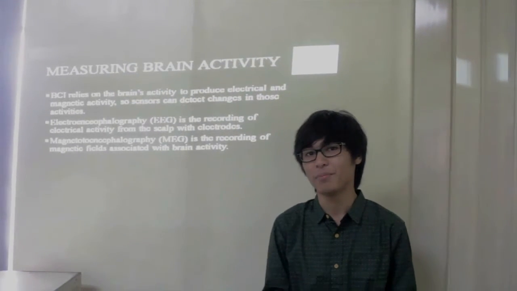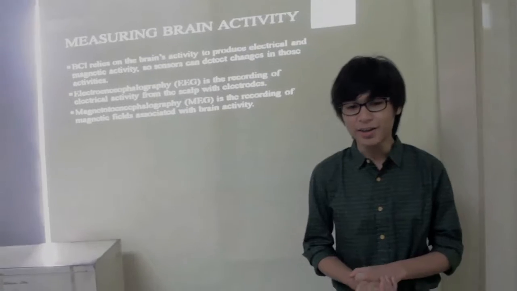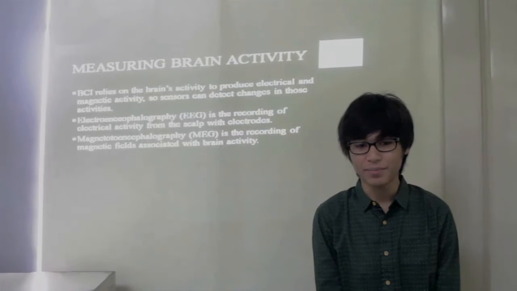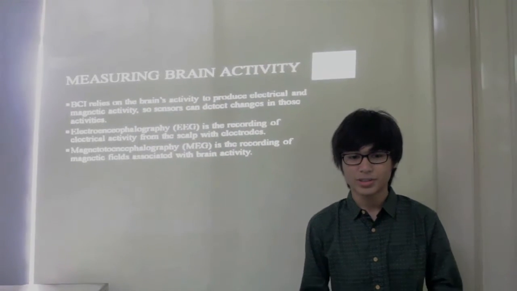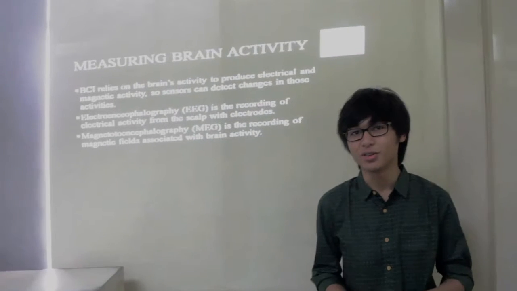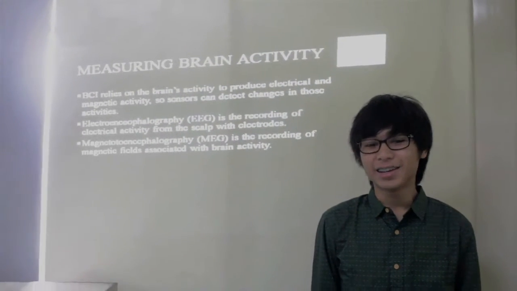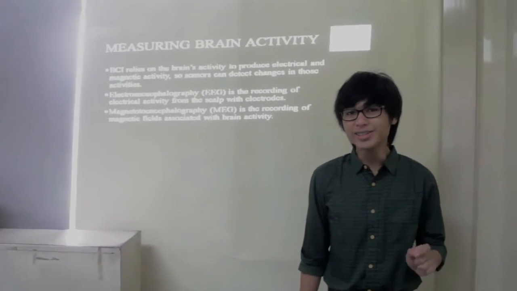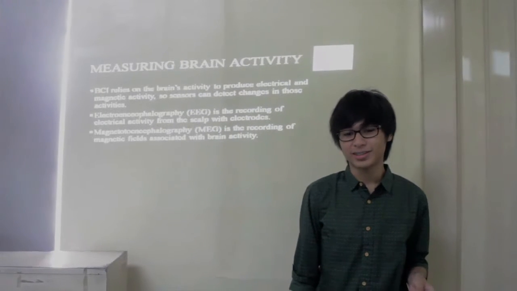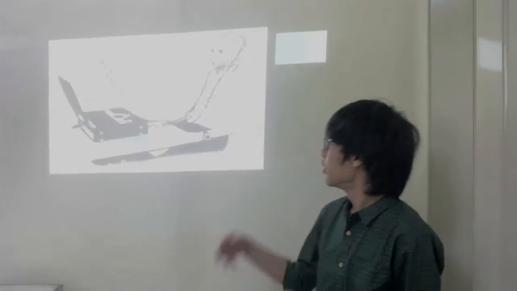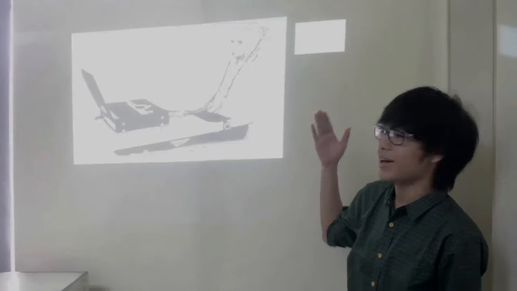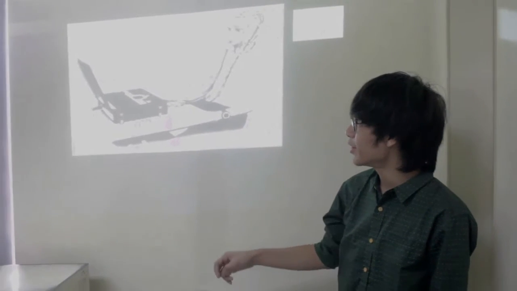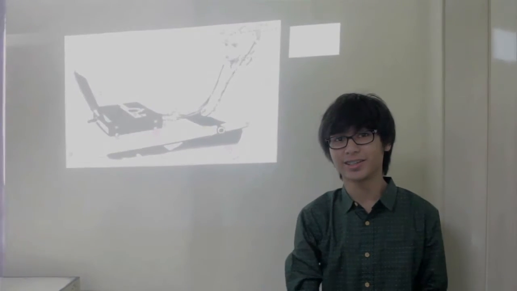So how do they measure the brain activity? Well, BCI relies on the human's brain activity to produce electrical and magnetic activity. So sensors can detect changes in those activities. EEG is a recording of electrical activity from the scalp with electrodes. And MEG is a recording of magnetic fields associated with brain activity. The setup on this man's head are the cap electrodes, and that's the amplifier, and the computer processes the signals.